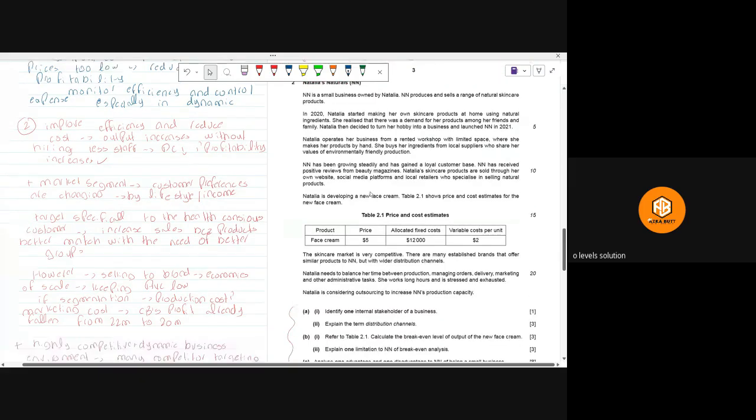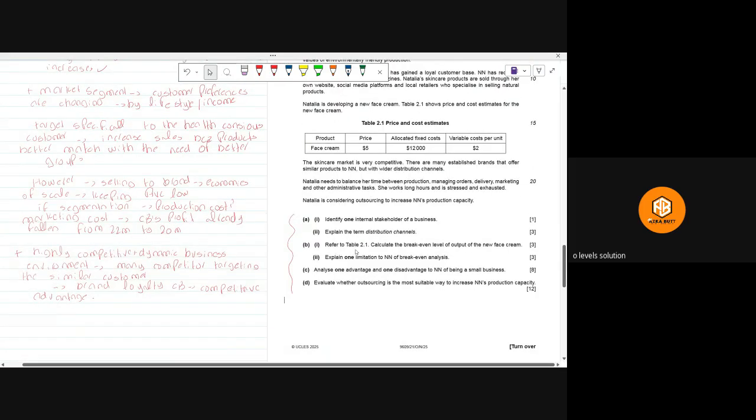Okay. The next question is: refer to Table 2.1, calculate the break-even level of output of the new face cream. The formula for the break-even is fixed cost divided by contribution per unit. So how can we find it out? It's too easy. Break-even units is equal to fixed cost divided by contribution.